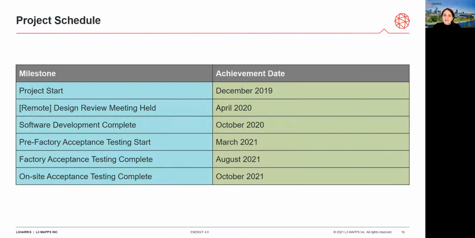We then began acceptance testing with our pre-factory acceptance test period, which started in March of 2021. This was then followed by the factory acceptance testing phase, which was completed in August of 2021. Both of these acceptance phases were completed by running tests on 2 independent sites. Finally, the site acceptance testing was recently completed on site in Florida.